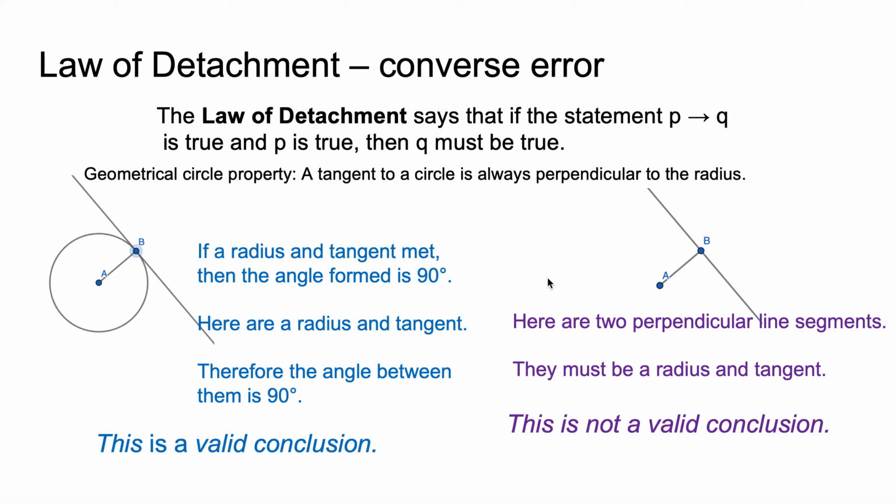Of course, we call that converse error. Remember, converse is if Q then P. If your original statement is if P then Q, the converse is if Q then P.